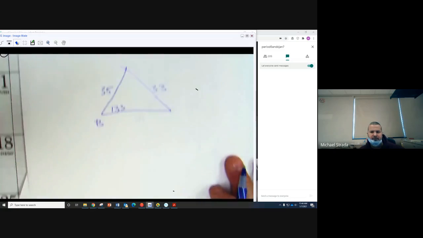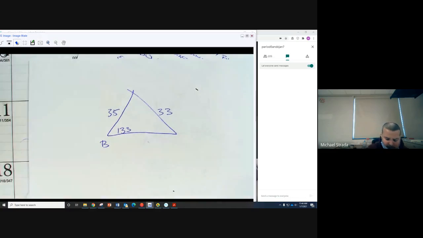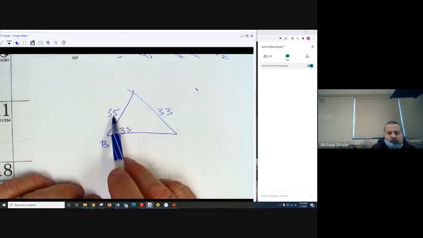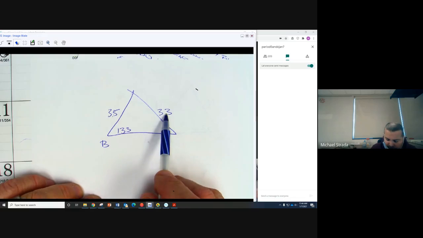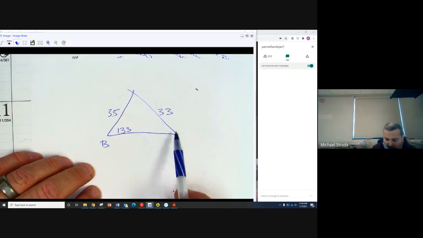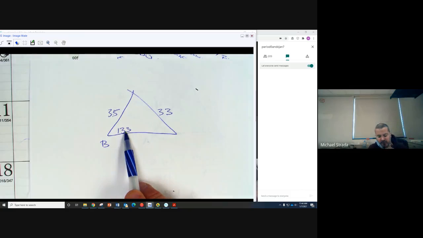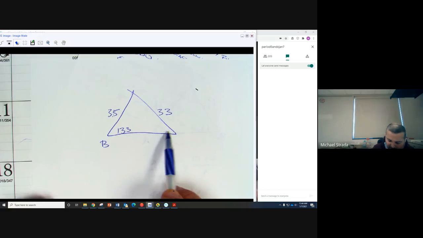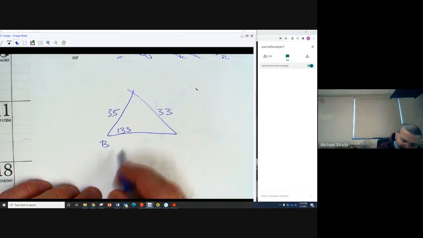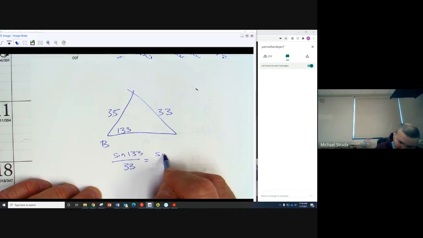Okay, the quick version. You know 35 is bigger than 33. So that means the angle opposite the 35 would have to be bigger than angle B. Well, if B is already obtuse, that can't happen because you can't have two obtuse angles. Mathematically, sine of 133 over 33 equals the sine of A over 35.